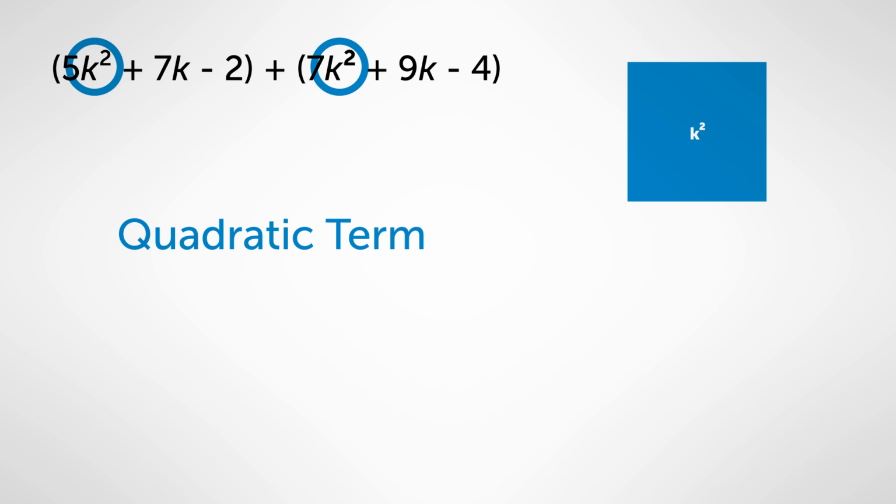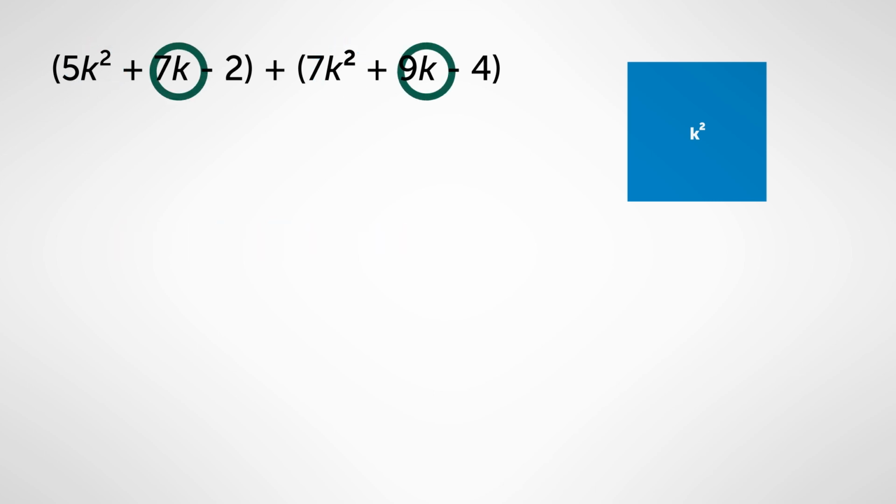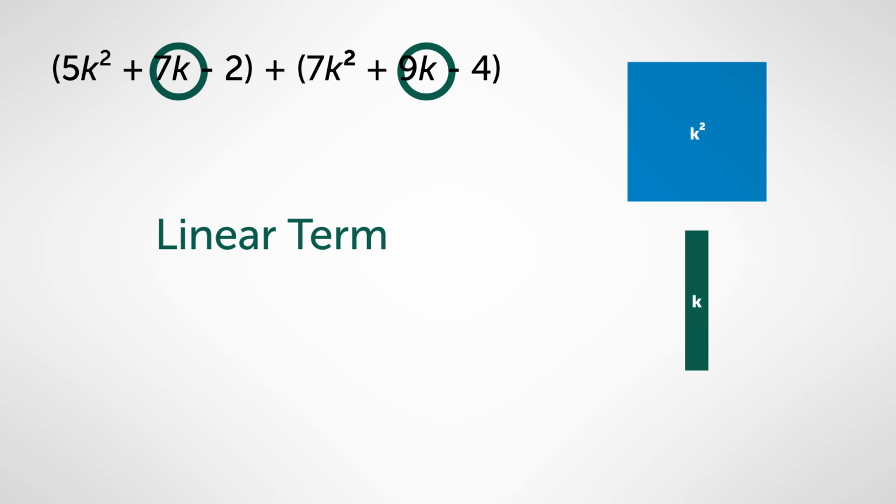Both trinomials also contain a k term called the linear term. The variable for this term has been raised to the first power. It has an invisible exponent of 1. The tile representing this term is a rectangle with the dimensions of 1 unit by k units, so that the area of this rectangular tile represents 1k.